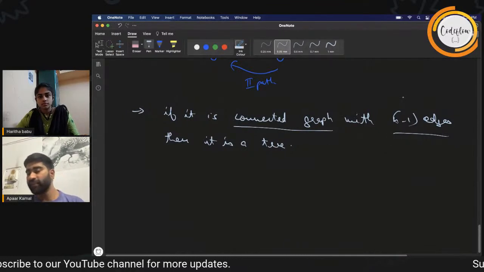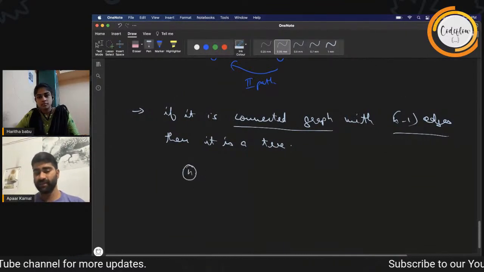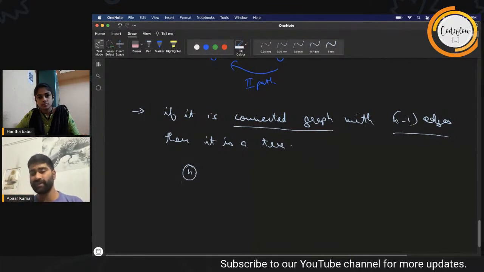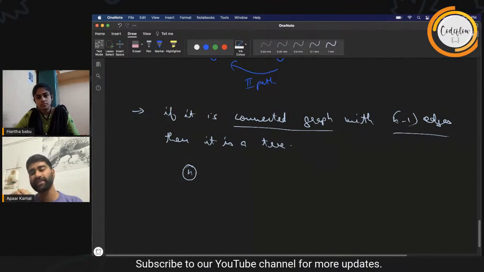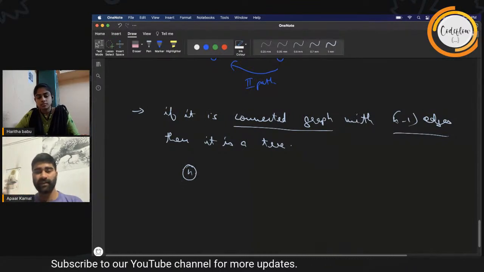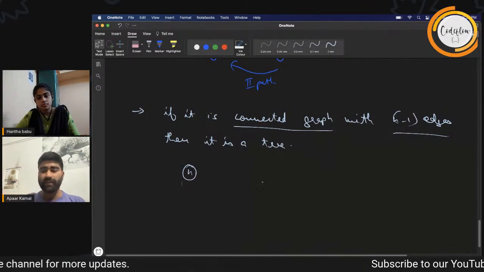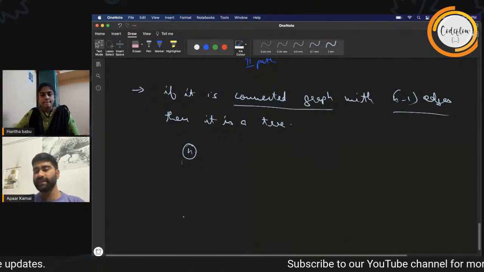See, if I have n edges, then obviously there will be a cycle in my graph. Why? Because I need only n minus 1 edges to connect. I have one extra edge. So wherever I put that extra edge, I'll get a cycle, right? So this is the second definition of trees.